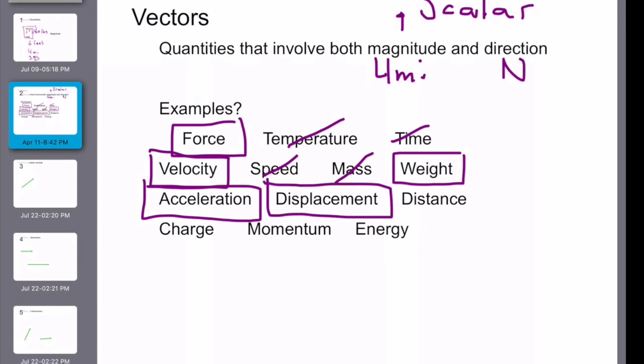Distance, we say, I ran 3 miles today, but it doesn't have to be in a straight line. Displacement is in a straight line. Charge, electric charge, no. Momentum, yes, we'll learn about all that stuff in the future. Energy, no. All the things I crossed out, those are scalars. You don't need a direction. These other ones, we always want to have a direction associated with them.